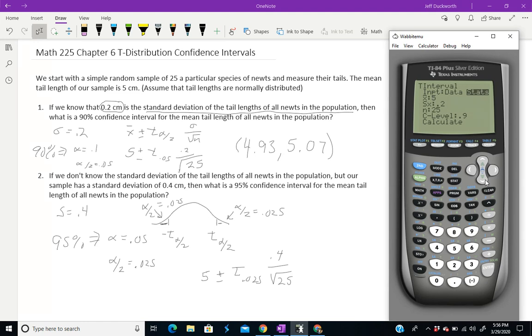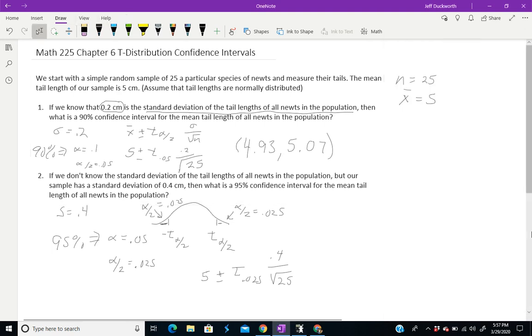All right, so X bar remains the same at 5. S, and we're using S this time, is actually 0.4, not 0.2. N remains 25, but the confidence level changes to 0.95. And we will calculate this now. All right, so now our interval goes from 4.83 to 5.17 with rounding. So let's do that. 4.83 to 5.17.